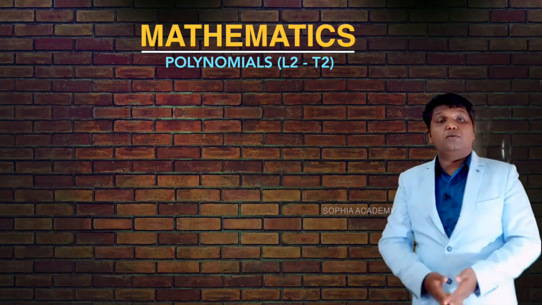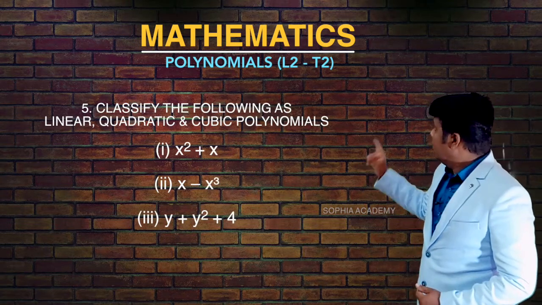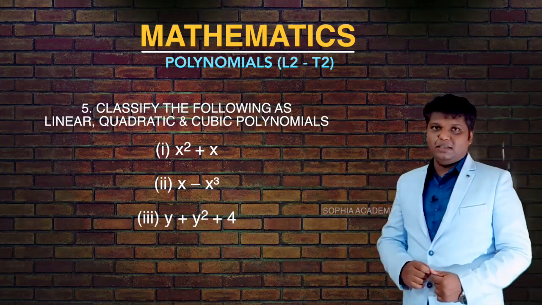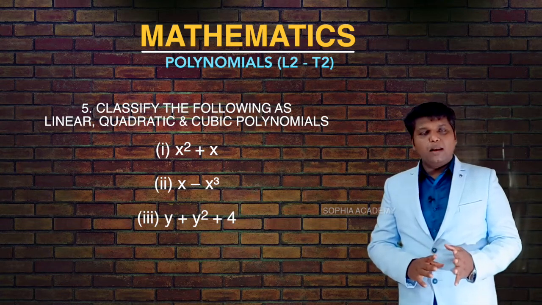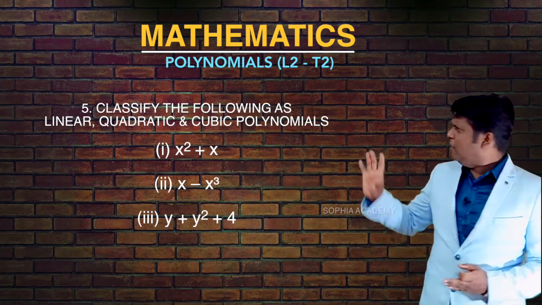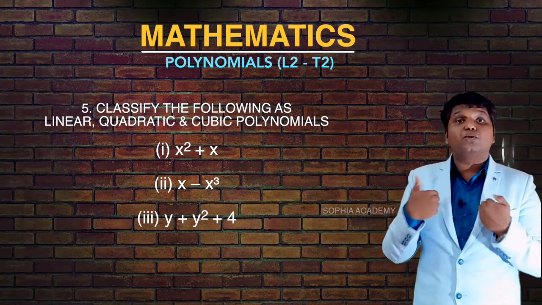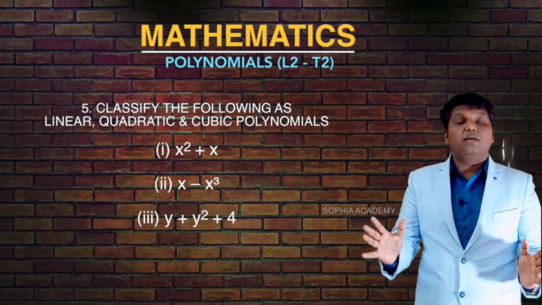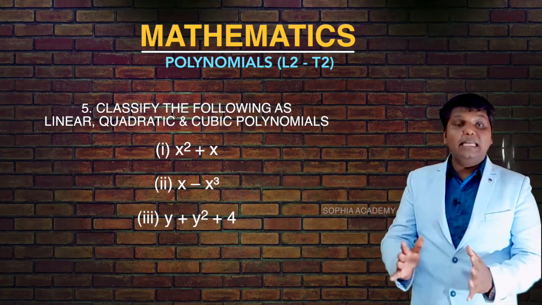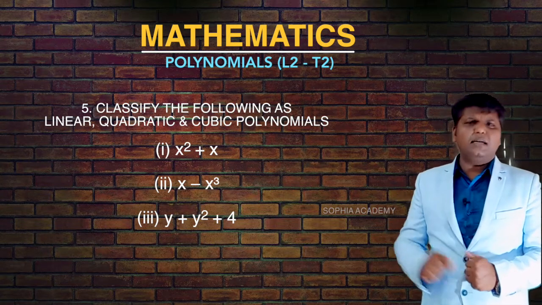Let us go to the main question number 5. Classify the following as linear, quadratic and cubic polynomials. Linear polynomial, quadratic polynomial, cubic polynomial. When you are reading the question, automatically that should come into your mind: what are we going to deal with? Which tool is required to do this? You must understand that.